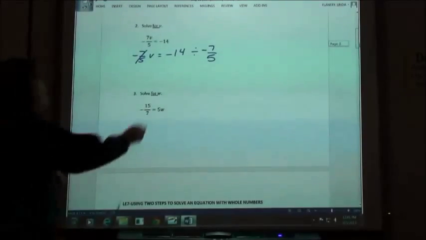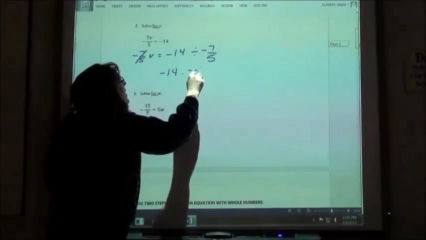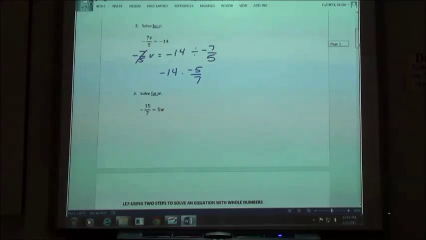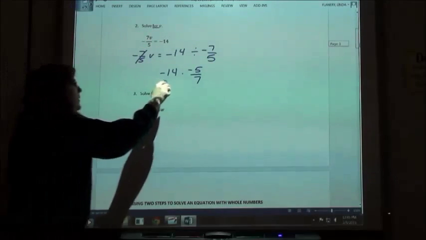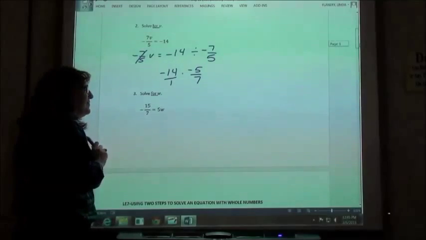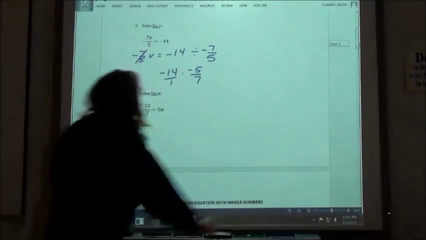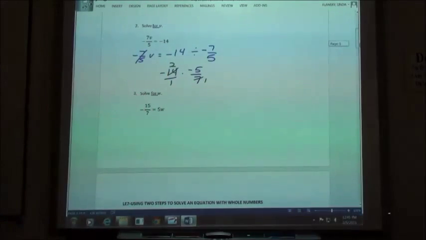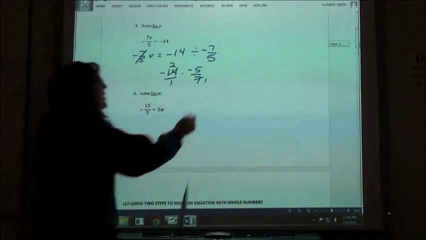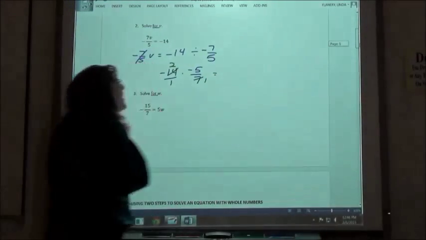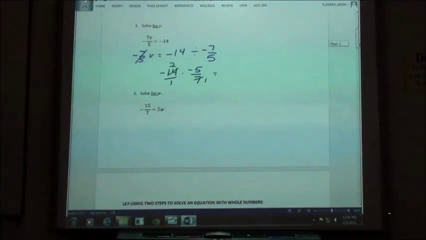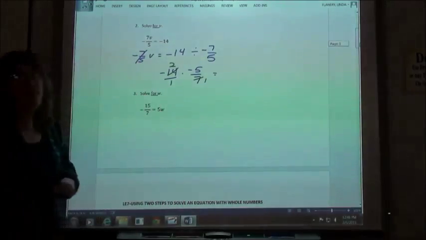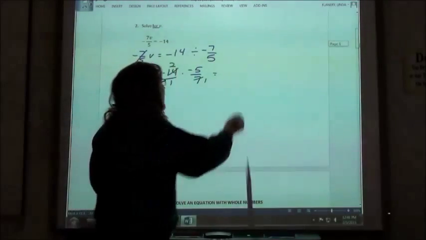And so when I divide, I'm going to take negative 14 times negative 5/7 because I've got to invert and multiply. So I'm going to go 14 over 1. Times 5/7. And then I can reduce, right? 1 and 2. And then when I multiply, the 2 times 5 part is 10, but a negative times a negative is a positive.